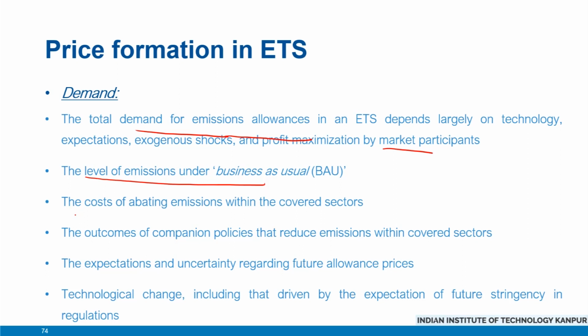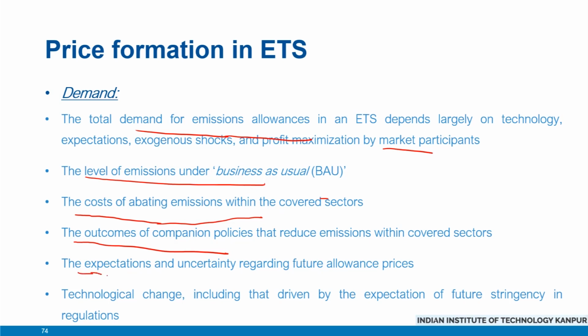The next would be the cost of abating emissions within the covered sectors. These are costs that are driven by factors including weather, economic conditions, capital stock, and availability of existing technologies. Next, we have the outcomes of regulatory policies in member nations that reduce emissions within the covered sectors, such as renewable energy mandates or fuel economy standards related policies.